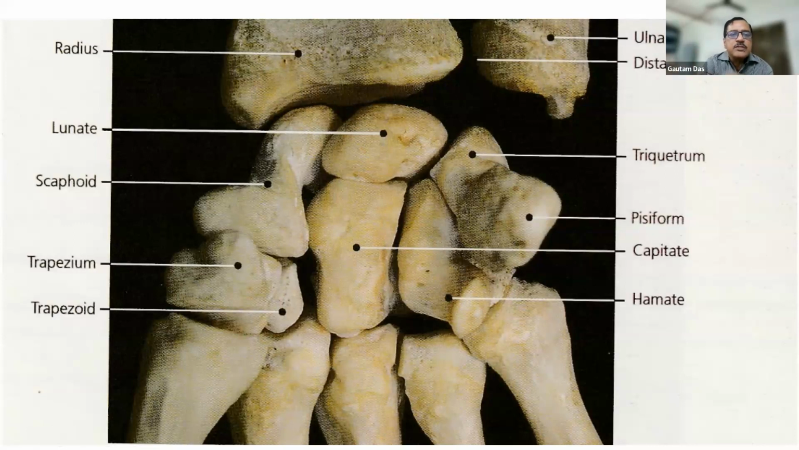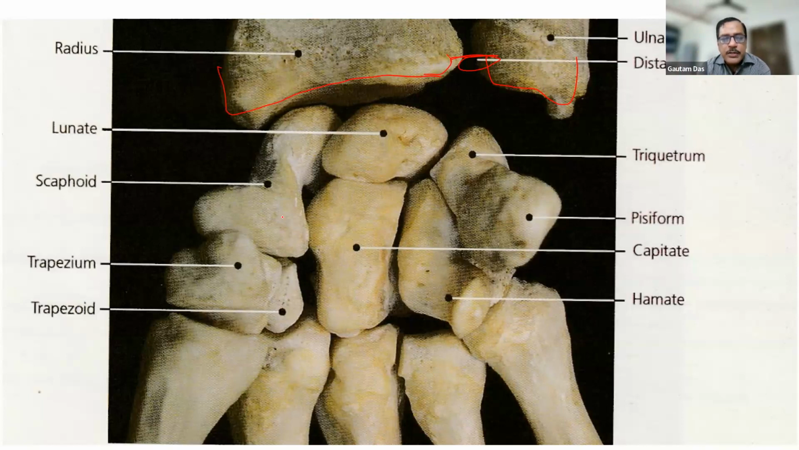This is the radius and ulna. This is your distal radioulnar joint. And then we have the carpal bones. You all know the carpal bone mnemonics. There are two rows of the carpal bones. The proximal one starts from the radial side with the scaphoid, and you know the mnemonic.